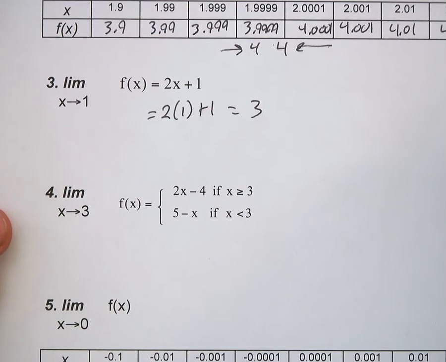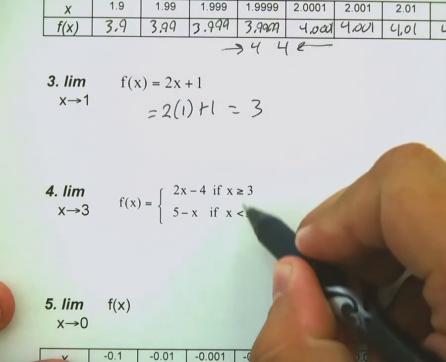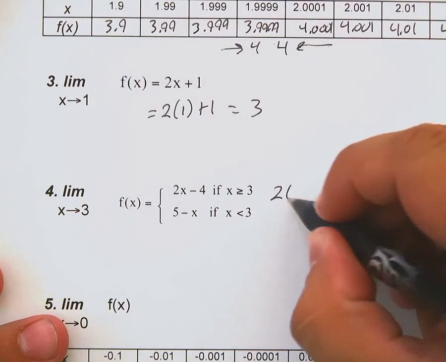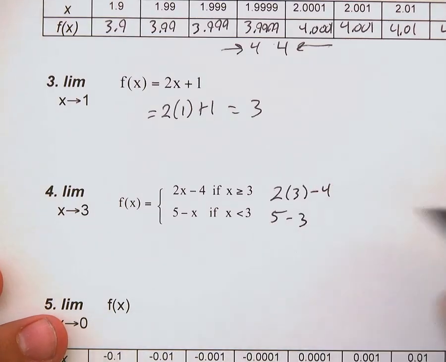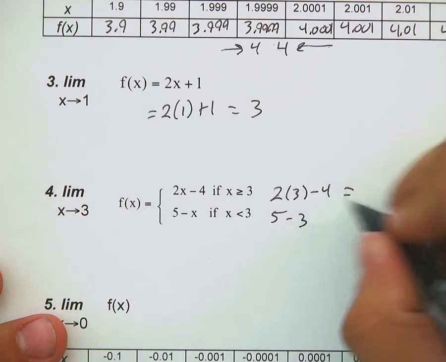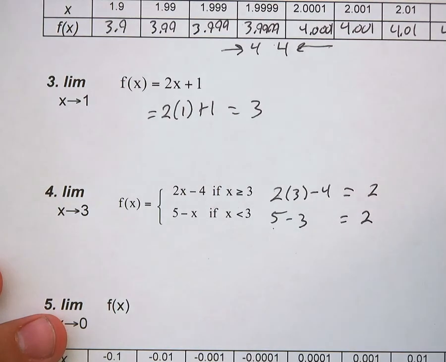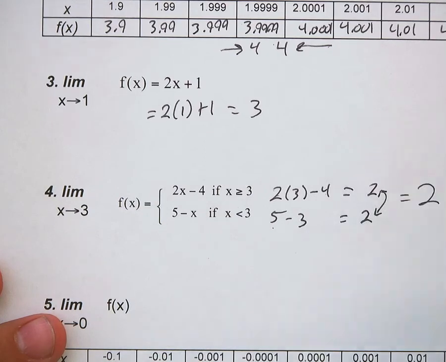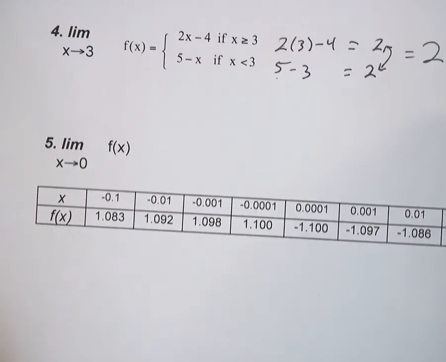On the bottom here, the limit as x approaches 3. Now notice 3 is split with these inequalities. So I'm going to have to do this twice. 2 times 3 minus 4 and 5 minus 3. The top one is approaching 6 minus 4, 2. The bottom one is approaching 2. Since they approach the same number, your limit is 2. Crazy how that works, isn't it?